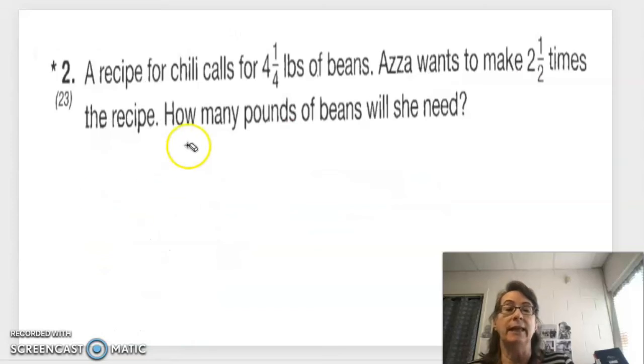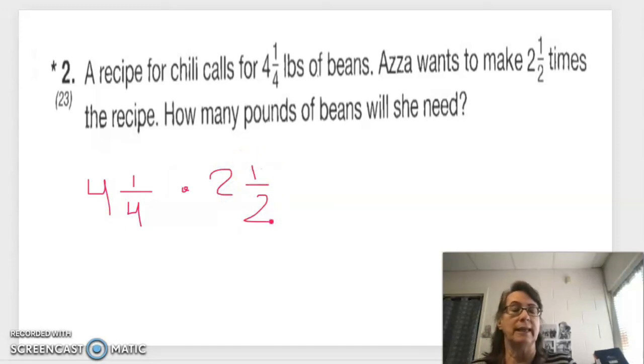Okay, and then a recipe for chili calls for 4 1/4 pounds of beans. Aza wants to make 2 1/2 times the recipe. How many pounds of beans will she need? Okay, so she's got 4 1/4 for one recipe, and she's going to make 2 1/2 times the recipe.